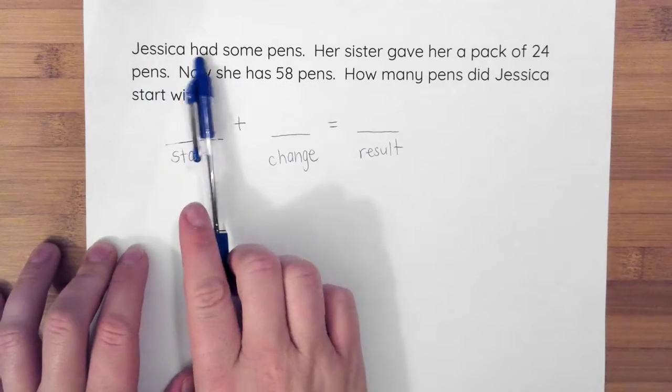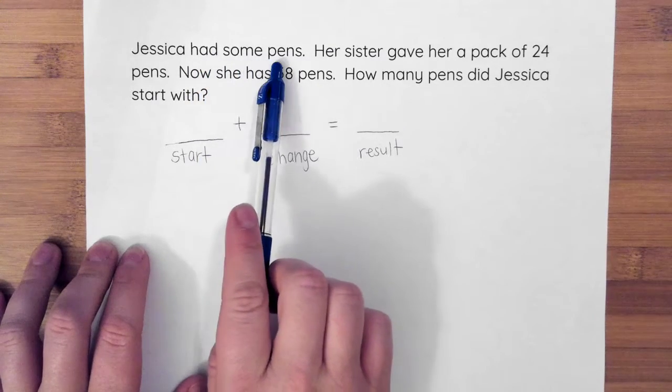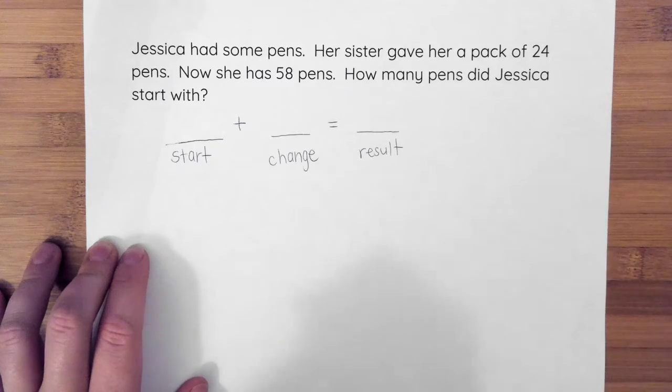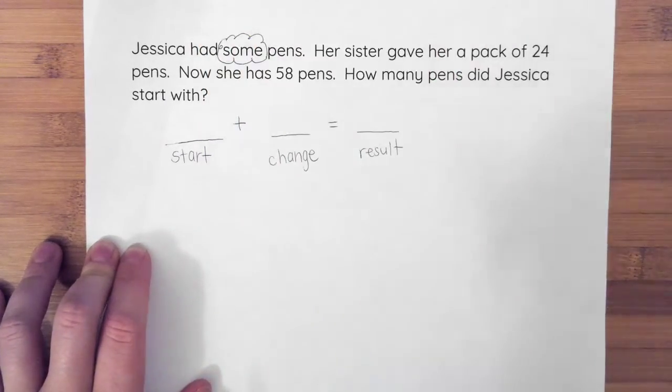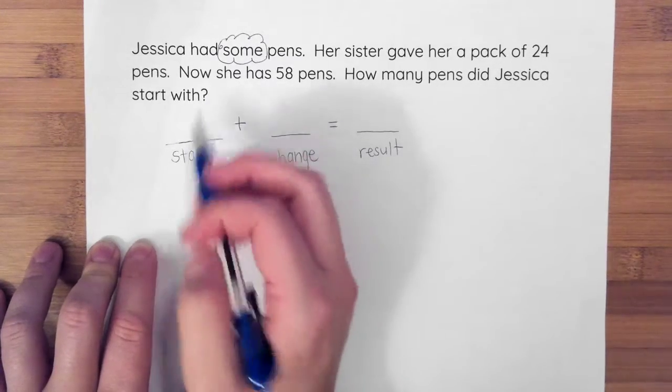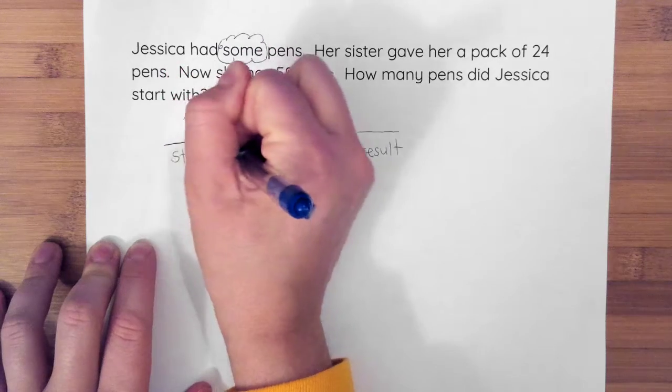So it says Jessica had some pins. Well, if I think of it, she has some pins. It doesn't tell me how many pins she has. It just says she has some. So this is not a number. So I'm thinking, what she starts with, I don't know that start number because it's just she has some.